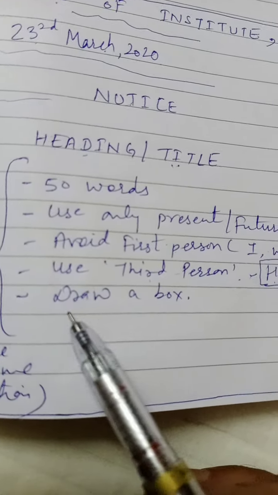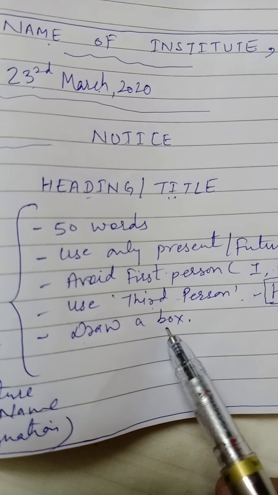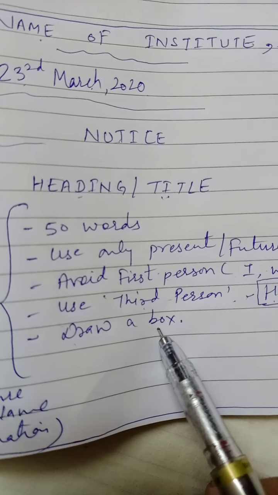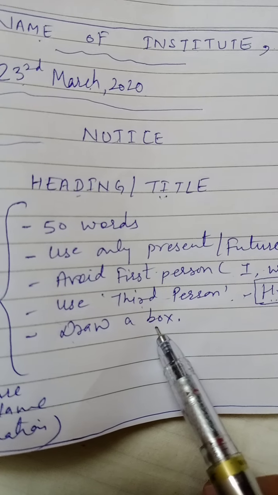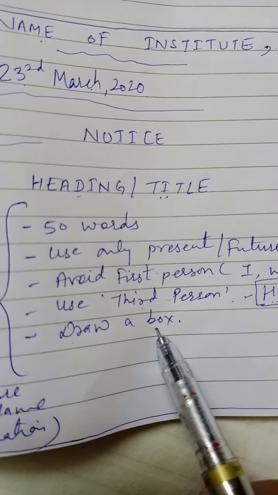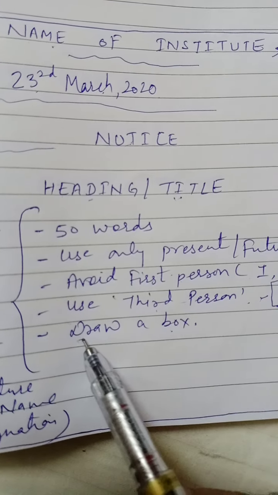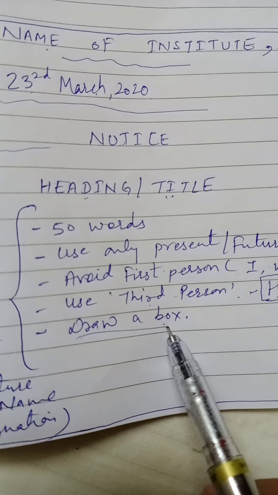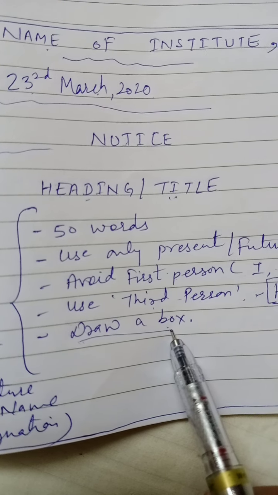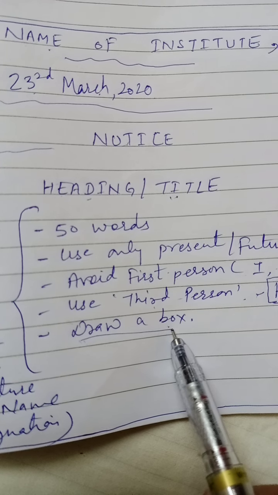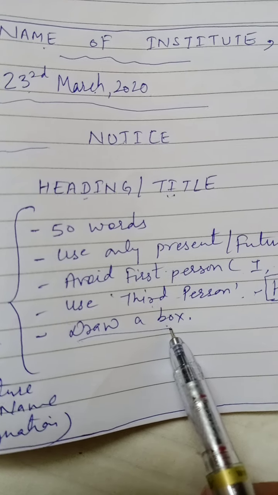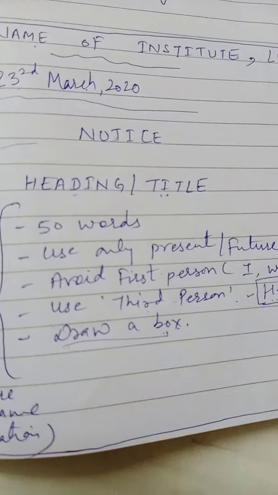Thereafter, draw a box. Most commonly, it is also given in the question or in the statement. By the end of the statement, the examiner most commonly asks, do not forget to draw a box. So this is the instruction we should follow. We know very well that all the short compositions like advertisement, notice, poster and invitation, all these four types of writing come in a box, so it also comes in a box.